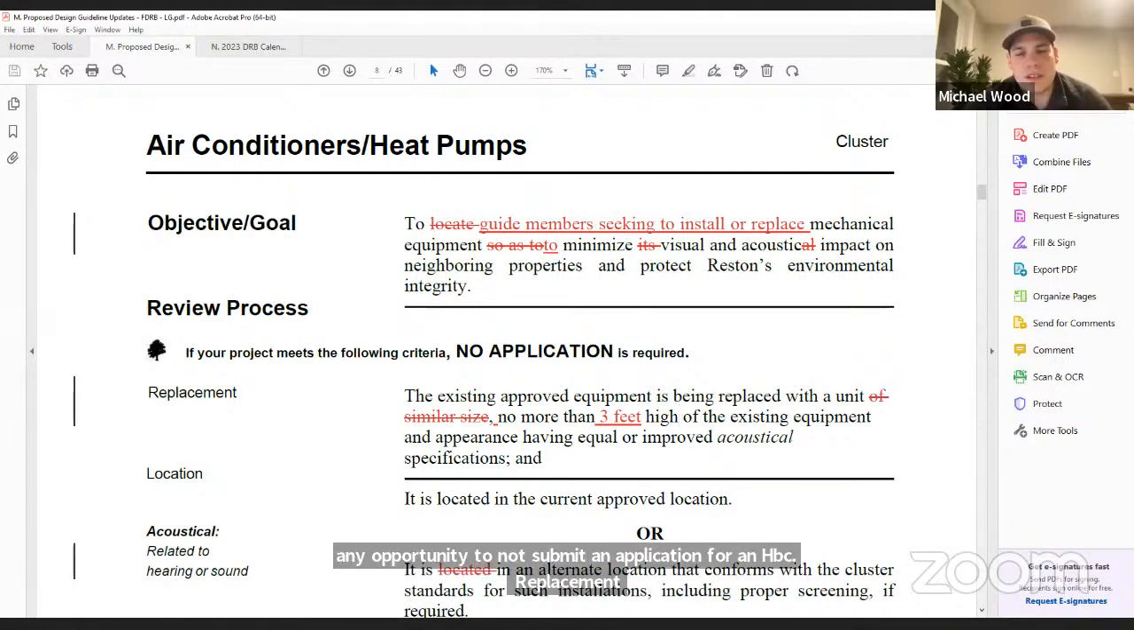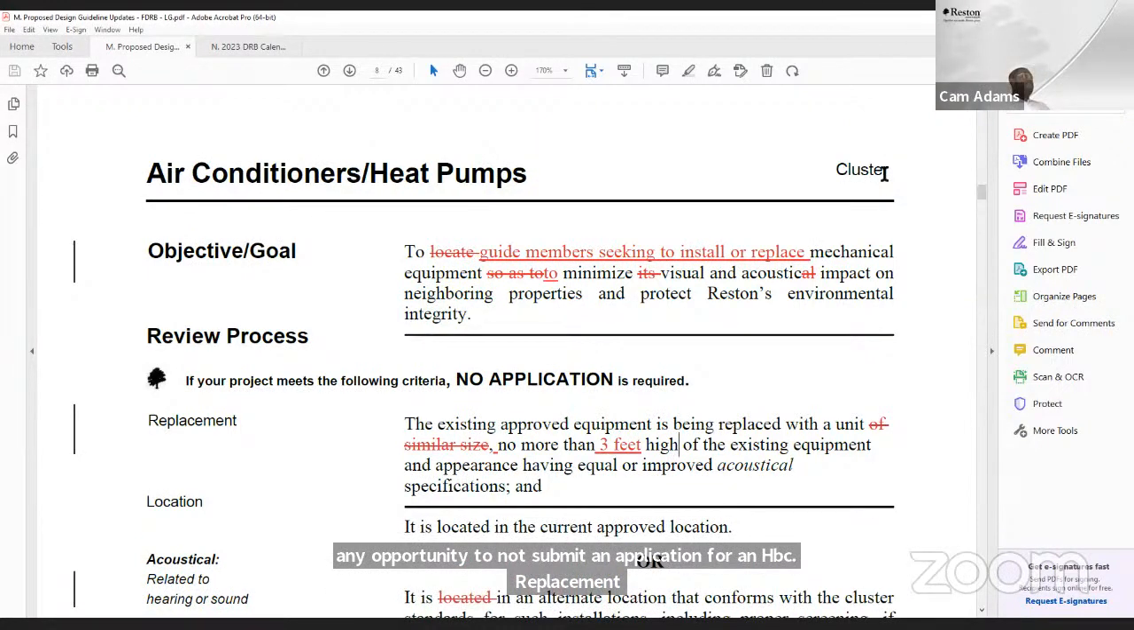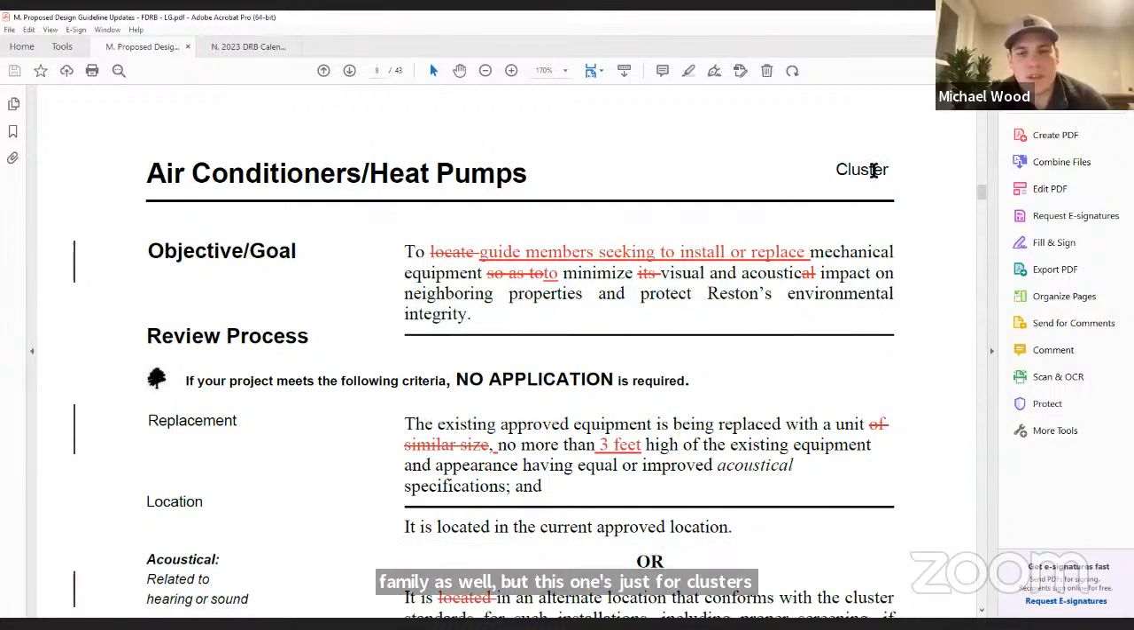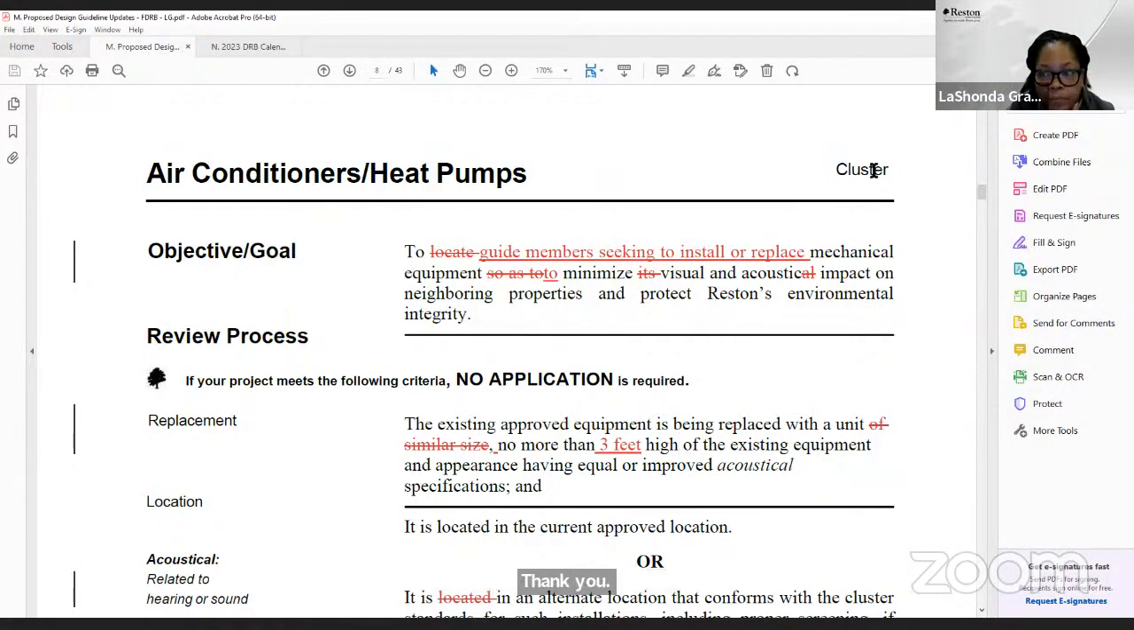Now, is this just for clusters, or is this also for single family? We've addressed single family as well, but this one's just for clusters. What did we do for single family? It's going to be the exact same. Yeah, I think we did the same.